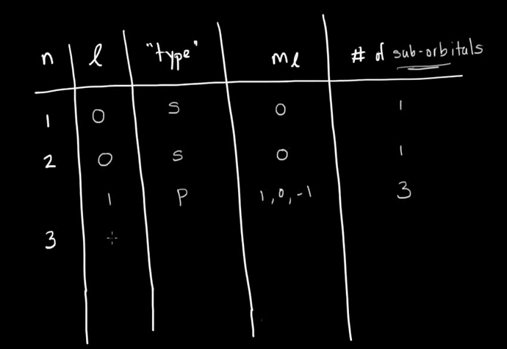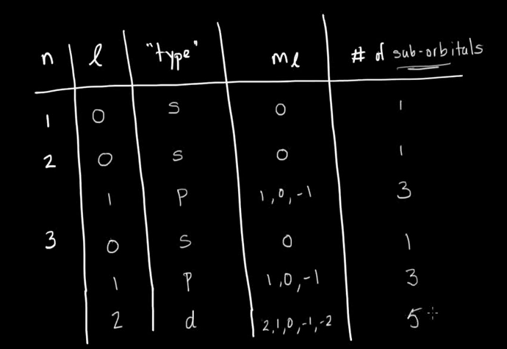For n equals 3, we can have a 3s orbital, and you probably know this by heart by now, 0, 0, 1. We can have a 3p orbital, in which case, again, our m sub L values are going to be 1, 0, -1 with 3 suborbitals. We can also have a 3d orbital. In that case, our angular momentum quantum number is going to be 2. Our m sub L values, we can have 2, 1, 0, -1, -2. Remember going from L to -L in whole number steps. And we're going to have 5 suborbitals for a maximum of 10 electrons.